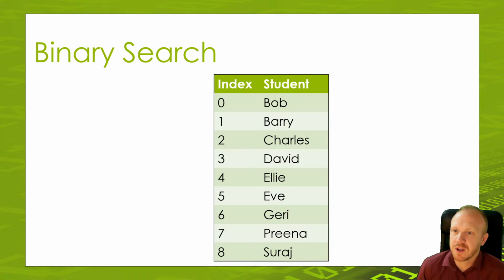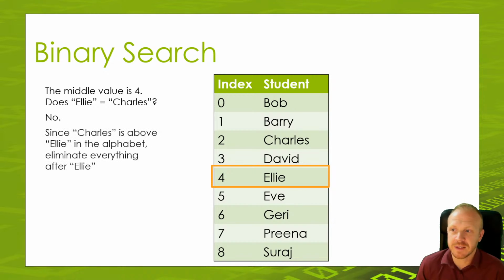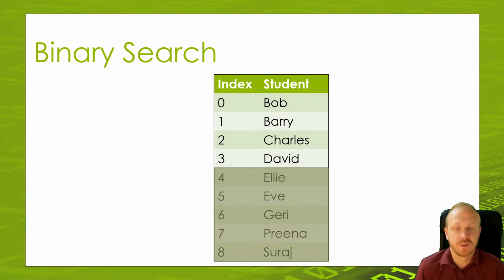In this one, again, we're going to look for Charles. I've reordered them this time so they're in alphabetical order. So B for Bob is at the top, S for Siraj is at the bottom. So we go in at the middle. We say, does Ellie equal Charles? No, it doesn't. But this time, rather than just going to the next one, we say, well, Charles, C, is lower down the list than E. So we know that Ellie, Eve, Jerry, Prina, Siraj, so 4 through to 8, it can't be any of those. So in one step, we can eliminate all those values.